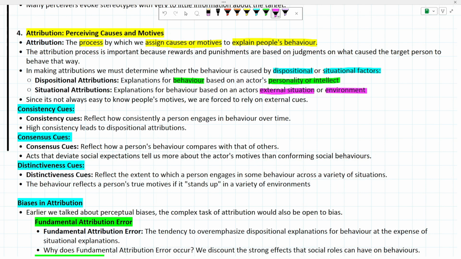What this pretty much means is if everyone does the exact same thing and someone else does it differently, we know more about that person who does it differently, because they're not just following the social norms or social behaviors. So that's a really good point. Distinctiveness cues reflect the extent to which a person engages in some behaviors across a variety of situations. The behavior reflects a person's true motives if it stands up in a variety of environments.